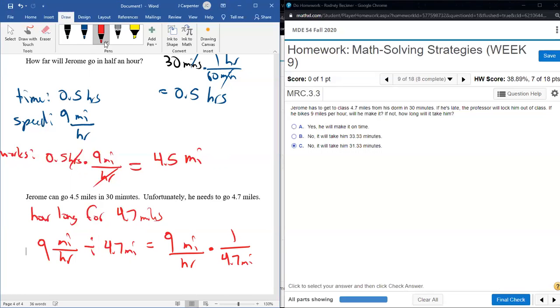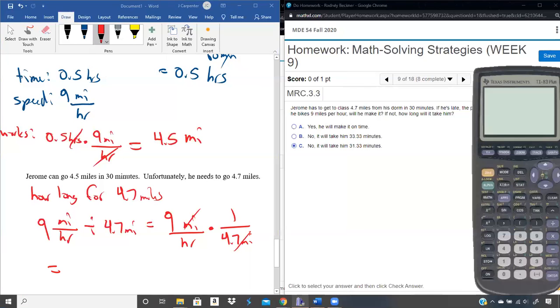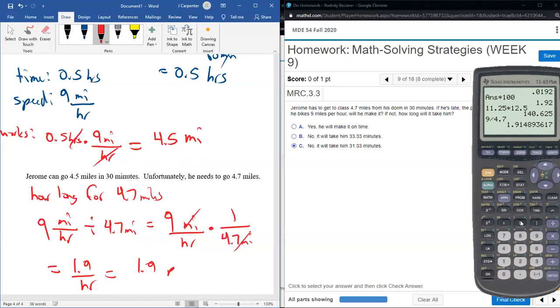And then you have a 1 in the top since there was nothing there originally. So your miles do cancel this time, and what you end up with is 9 divided by 4.7. It's 1.9 something, about 1.9. But the units of hours are in the bottom, so it's 1.9 over hours, or 1.9 per hour.